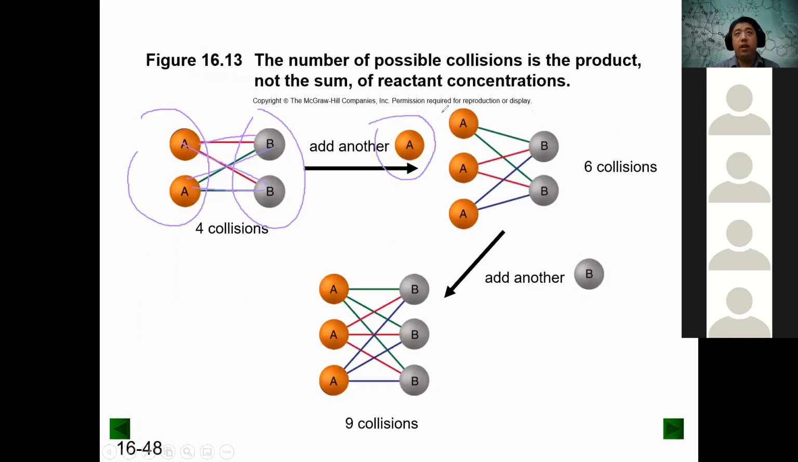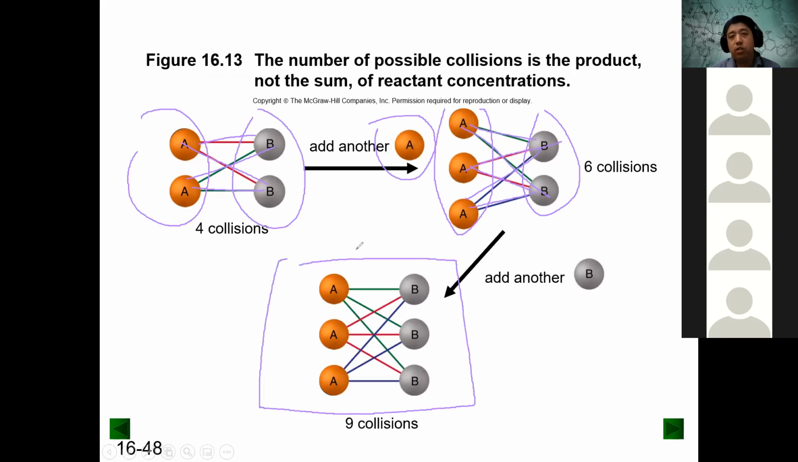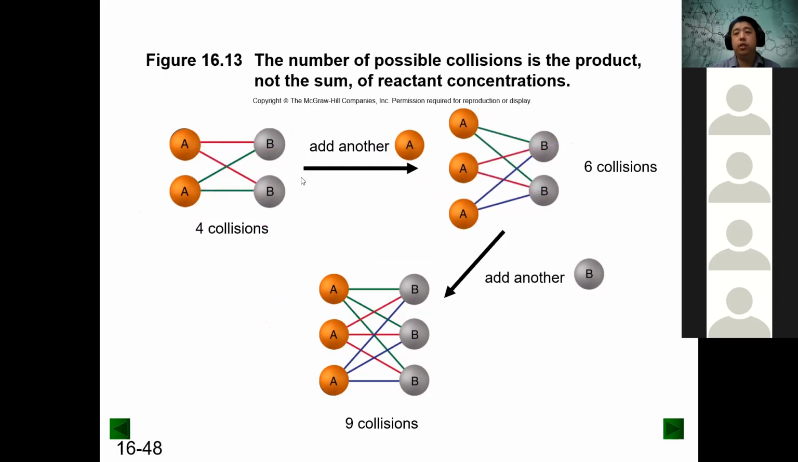If I add another A in, now I have 3 and 2. So the possibilities of colliding, I can hit here, here, here, here, or here and here. So 6 possibilities. If I add another one, it gets much more complicated at that point. Essentially, it becomes 9 possibilities, but it's essentially multiplied instead of adding. That's what they're referring to in terms of collision theory.